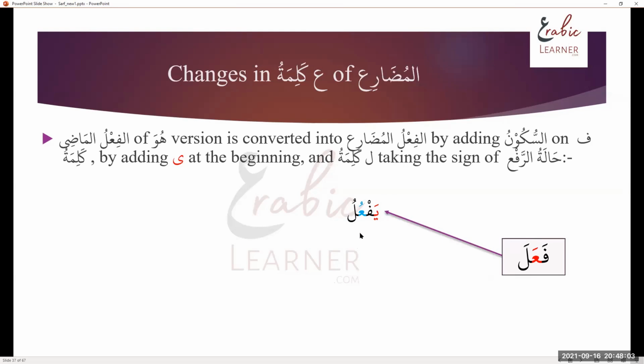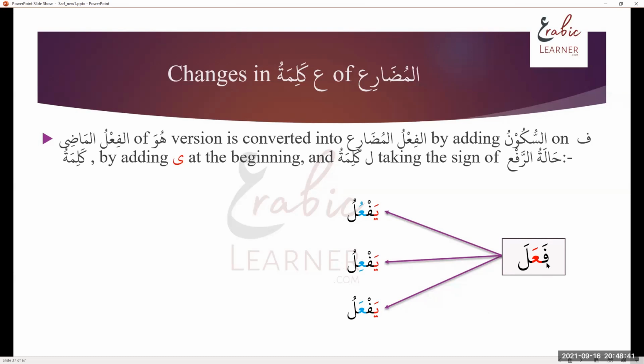Now, what are the possibilities of Mudaare coming out? What changes are happening only in the Ayn Kalima here? What other signs can the Ayn Kalima take? It can take Yaf'ila, it can take Yaf'ilu, and it can take Yaf'alu. So these are the three combinations that are possible.